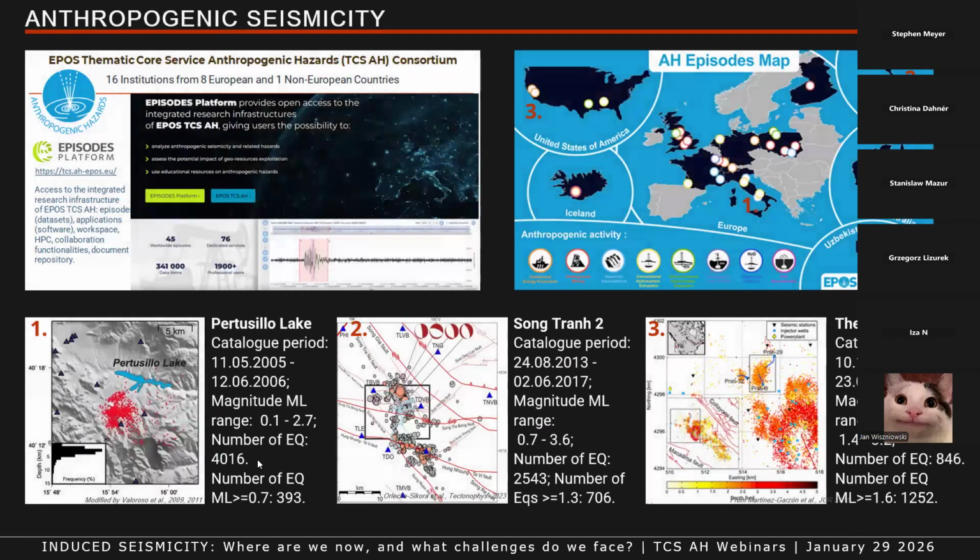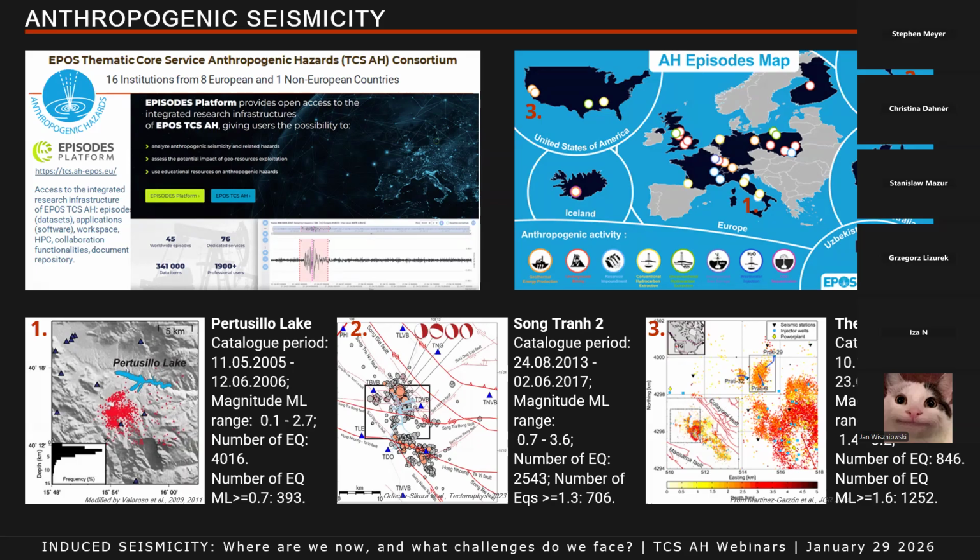Okay, so now let's move to anthropogenic seismicity data. And here I would like to present you some examples which come from our EPISODES platform. And I selected Pertusillo Lake. Pertusillo Lake, this is a reservoir in Italy.